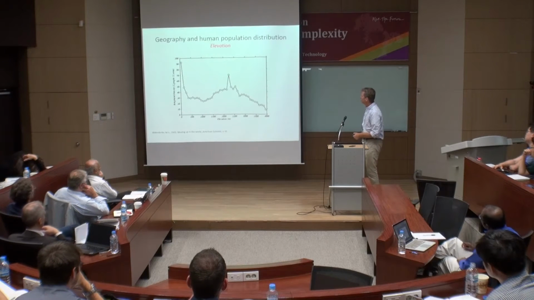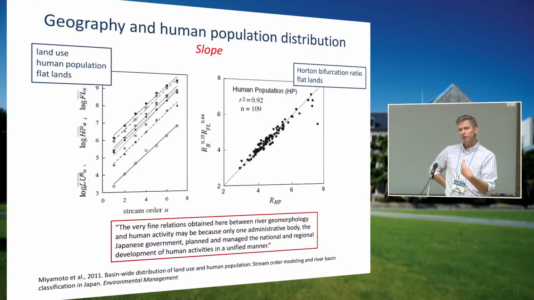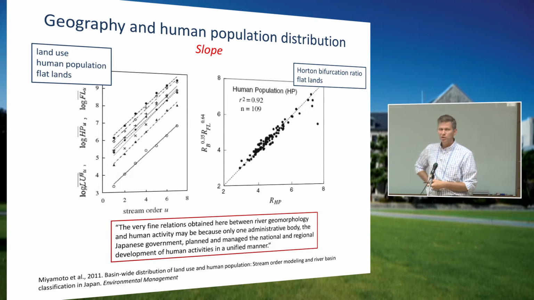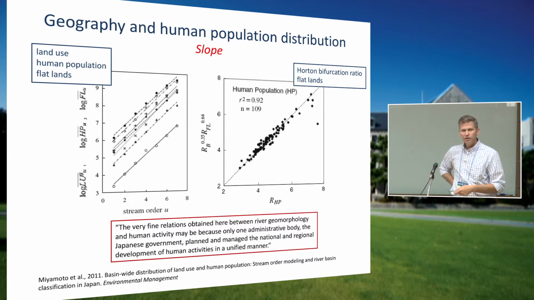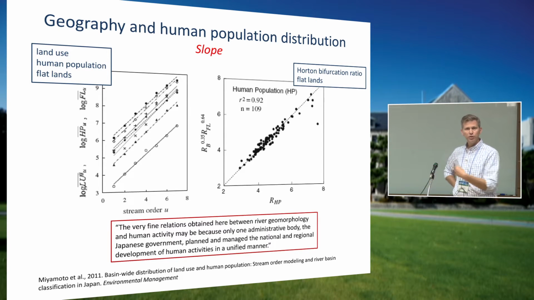apparent. So there's elevation. Now we can think about the slope of the landscape, and this gets us a bit closer to hydrology. This is a paper from analysis of where the people live in Japan in relation to the topography and then the river characteristics. You see over here we have the Horton bifurcation ratio, and over here we have the stream order, and we have here the population. These are log plots of where do the people live in relation to landscape hydrogeomorphic characteristics, and we see a very strong relationship.